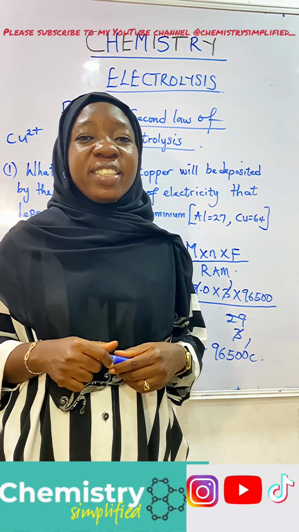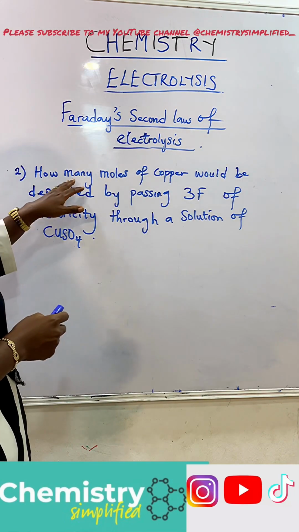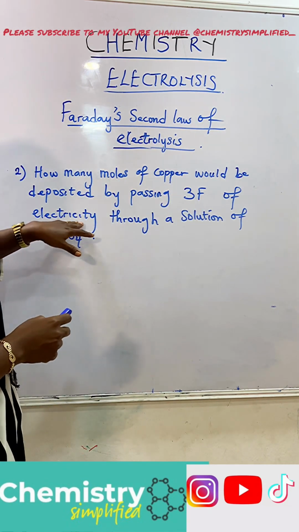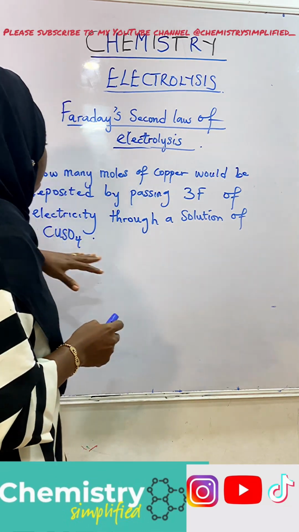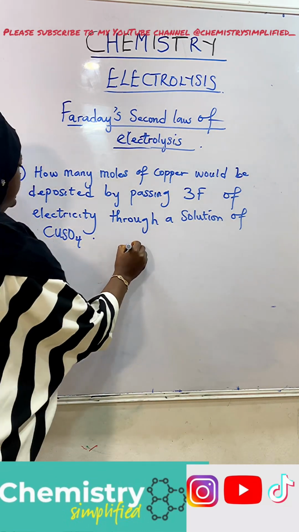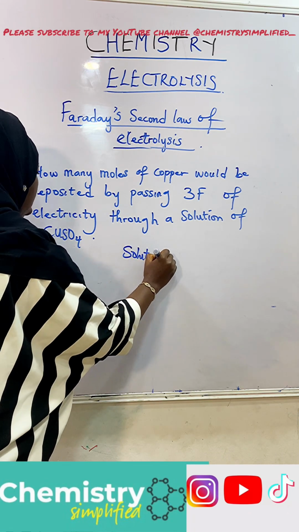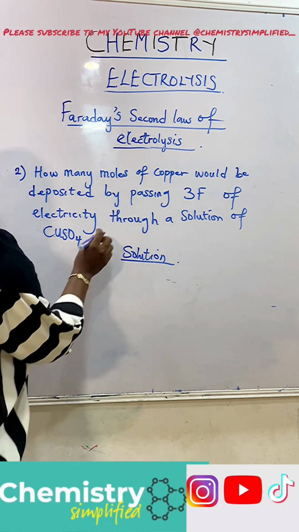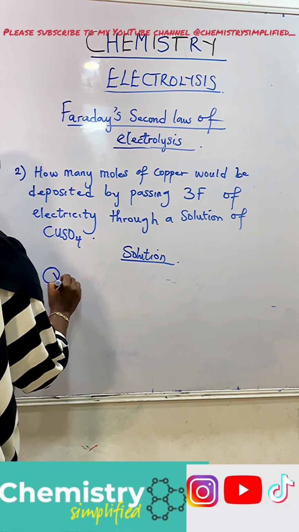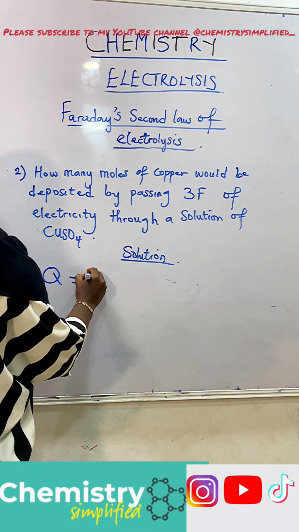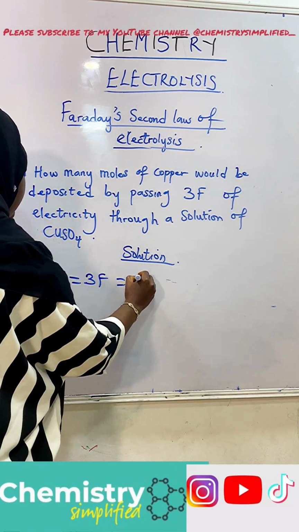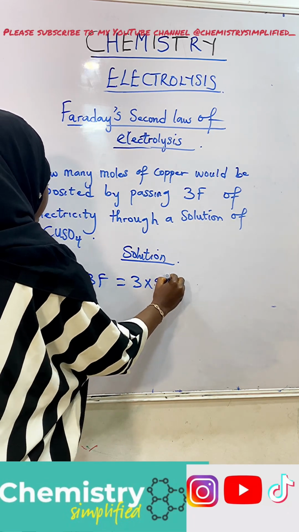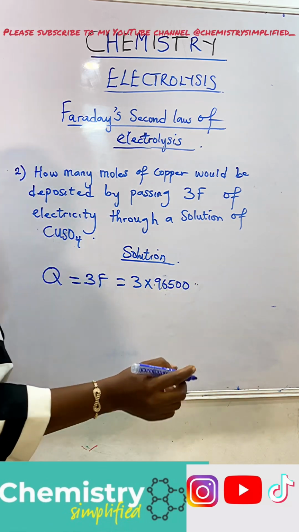So let's look at number 2 question. Question number 2 says, how many moles of copper will be deposited by passing 3 Faraday of electricity through a solution of copper sulfate? Now, solution. What we are given, I told you to always write out your parameters. The parameter we are given here is the quantity of electricity, and the quantity of electricity here is 3 Faraday, which is the same thing as 3 times 96500. You know 1 Faraday is 96500.